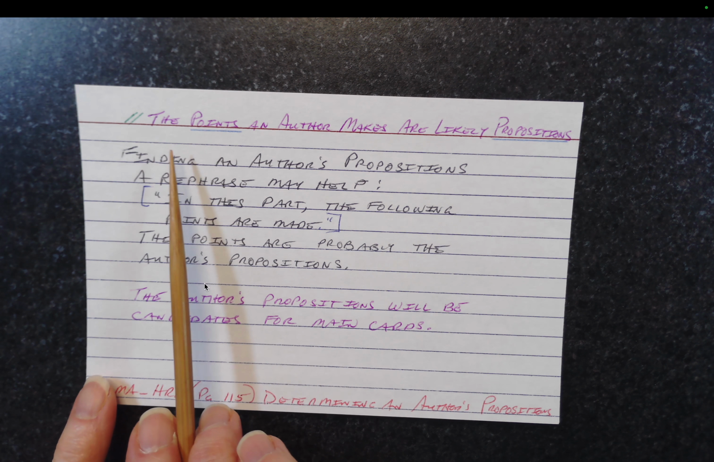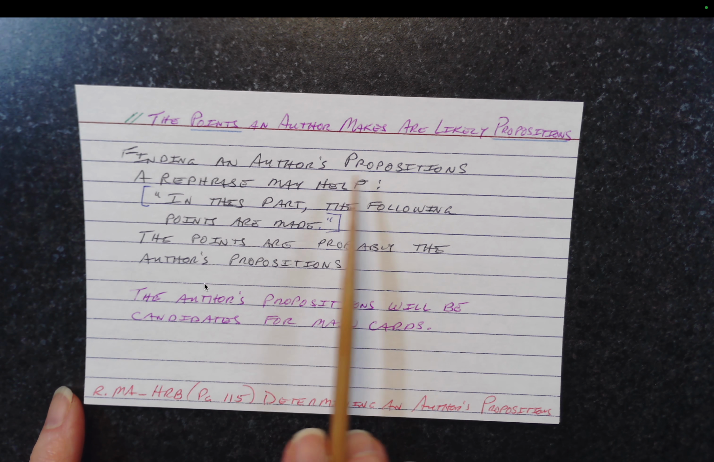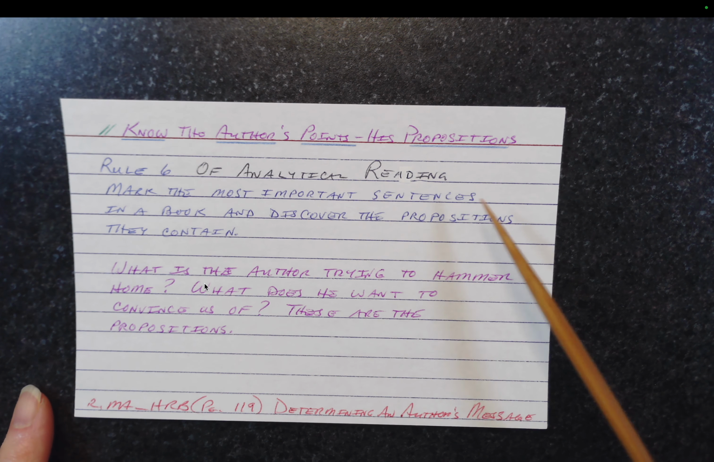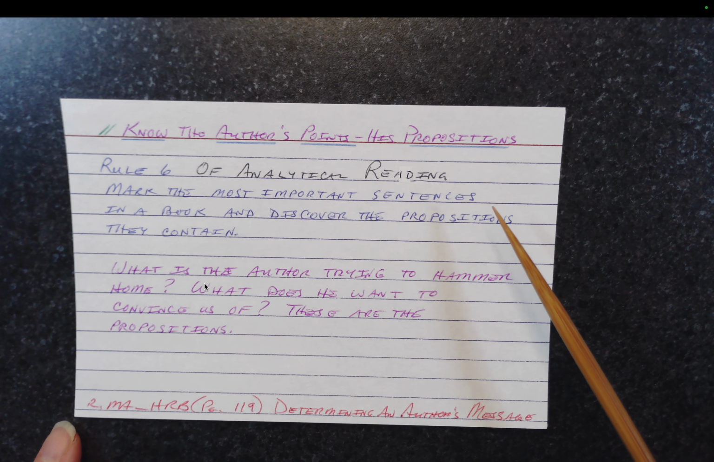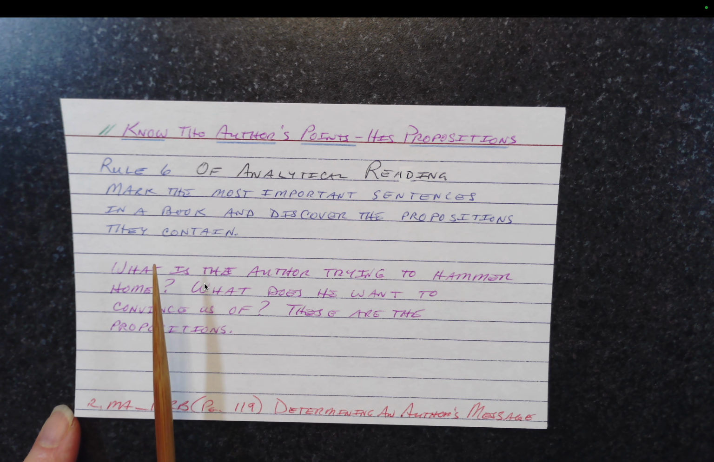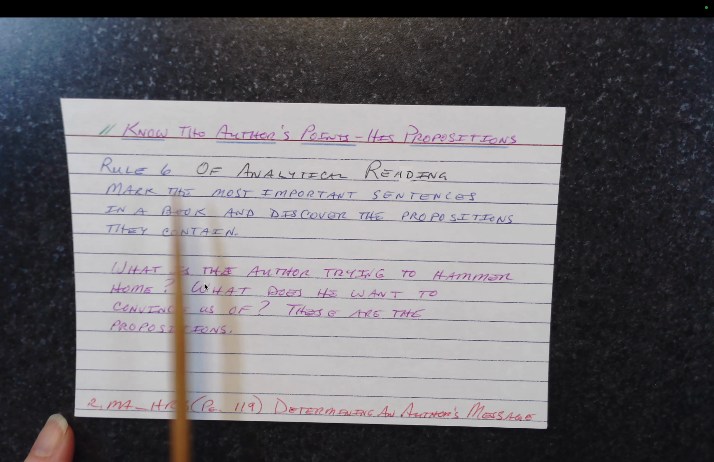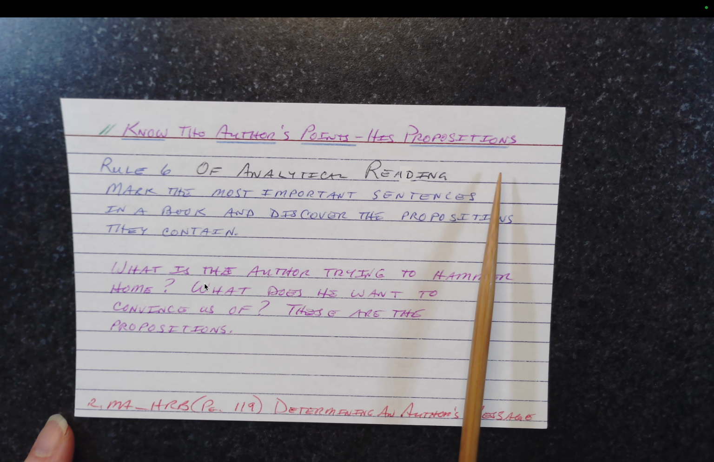And so my tagline for this card is the points an author makes are likely his propositions. Okay, so now we're ready for Adler's sixth rule of analytical reading. Mark the most important sentences in a book and discover the propositions they contain. To figure those out, we're going to say, what is the author trying to hammer home? What does he want to convince us of? These are his propositions. And my tagline is, know the author's points, his proposition.